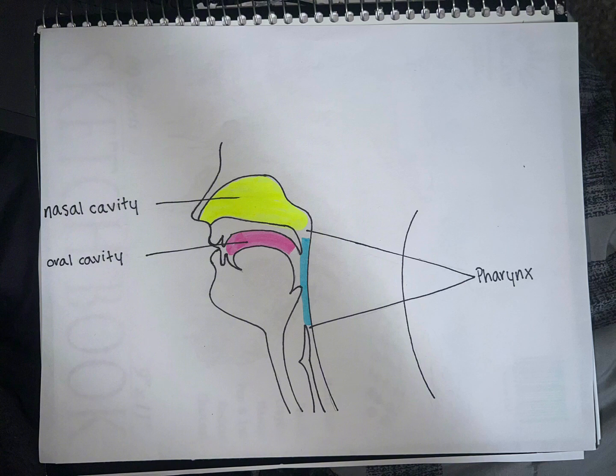The cavities of speech include the oral cavity, the nasal cavity, and the pharynx. In this diagram, we can see these cavities. This is a side view of a person with the oral cavity in pink, nasal cavity in yellow, and the pharynx in blue. These cavities hold most of the articulators.